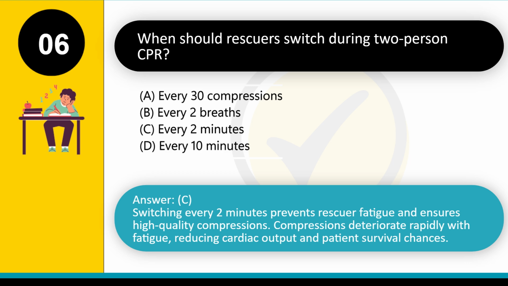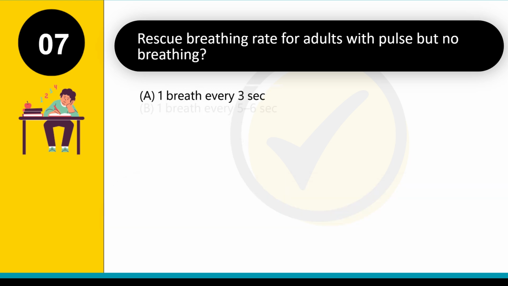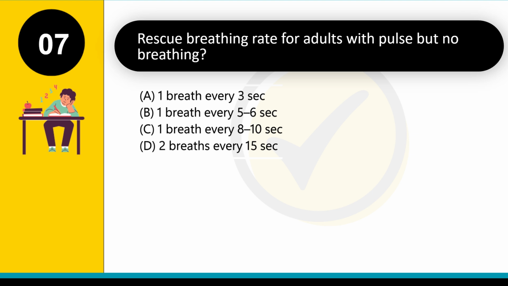Switching every 2 minutes prevents rescuer fatigue and ensures high-quality compressions. Compressions deteriorate rapidly with fatigue, reducing cardiac output and patient survival chances. Rescue breathing rate for adults with pulse but no breathing? A. 1 breath every 3 seconds. B. 1 breath every 5 to 6 seconds. C. 1 breath every 8 to 10 seconds. D. 2 breaths every 15 seconds.